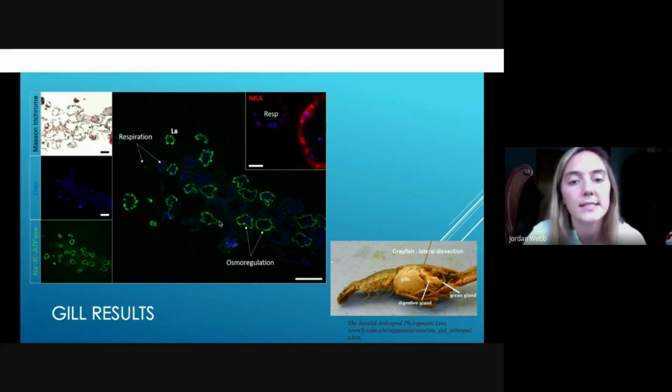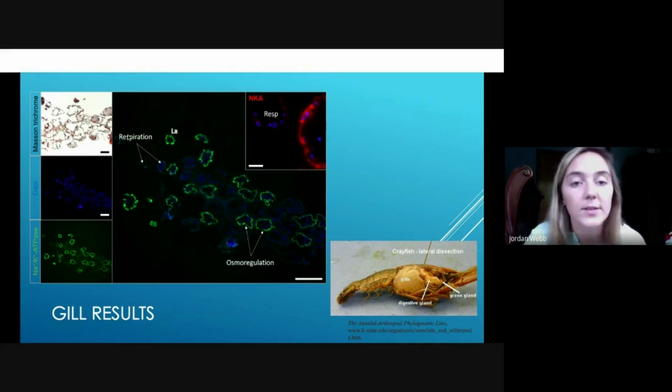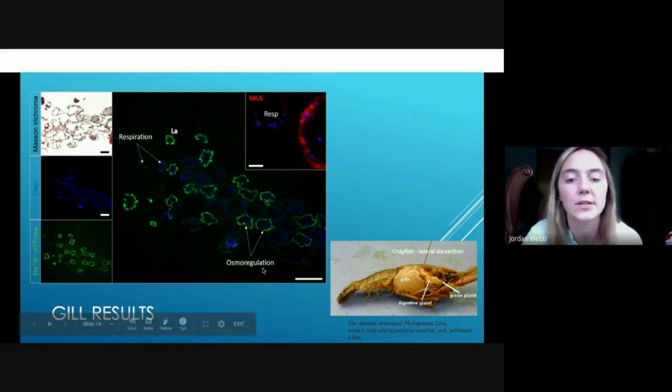And as you can see here, some of the lamellae don't have NKA at all, which is interesting to see, that some may be used for respiration, as you see here, and the ones with NKA would be used for osmoregulation. Now this picture up on the top is a zoom-in view, and the NKA is in red in this instance, and you can clearly see that it's localized in the outer basal.